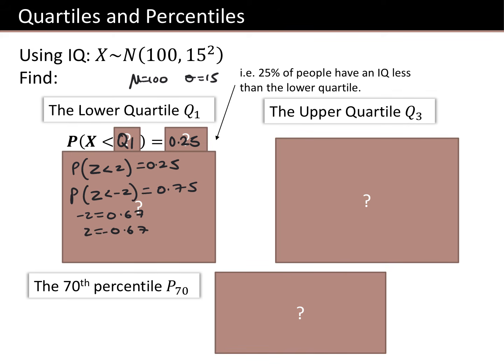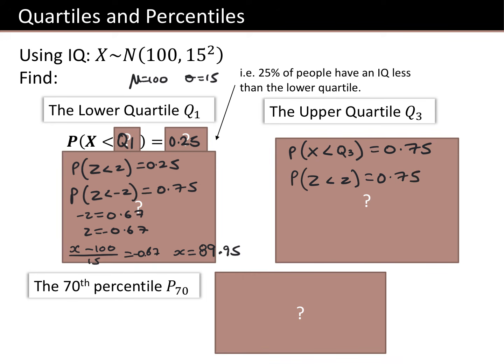We need to substitute this back in. So X minus 100 over 15 equals negative 0.67. So my X equals 89.95. Nice and easy. Second one. Upper quartile. This is the probability of X being less than Q3. Okay? And what does this equal? 0.75. So this is the probability of Z being less than Z equaling 0.75.